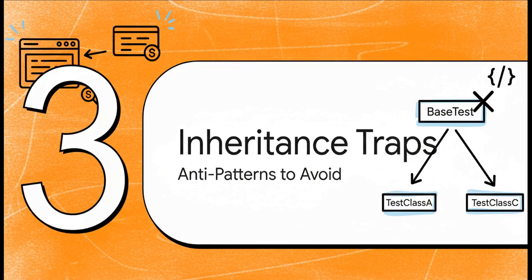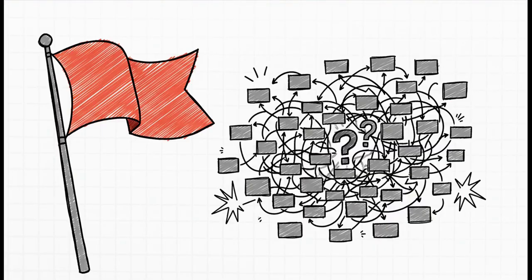So now we're going to flip the script and look at the dark side, the common inheritance traps and anti-patterns that you absolutely have to avoid. All right, red alert, people. Consider this your official warning. These are the exact design mistakes and frankly outdated practices that lead to those rigid, impossible to debug frameworks we talked about. If you see these patterns in a project, that is a major red flag.